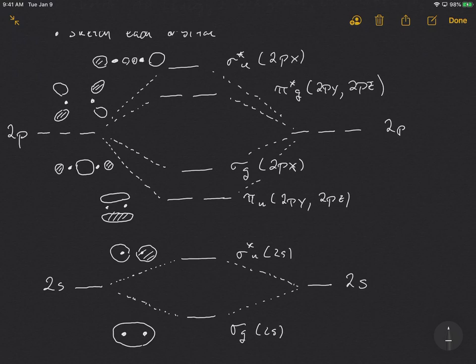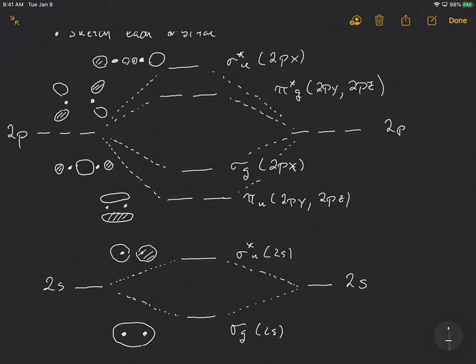And you notice that the bonding orbitals are lower in energy than the corresponding atomic orbitals. And that makes sense if we consider bonding as being a lower energy or more stable state for this molecule, assuming that there are more electrons in bonding orbitals than antibonding orbitals.